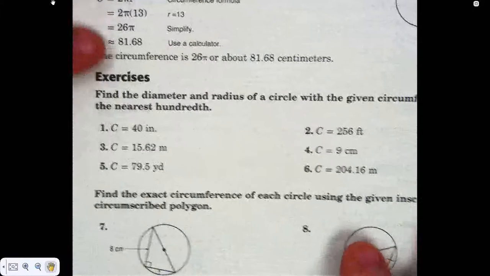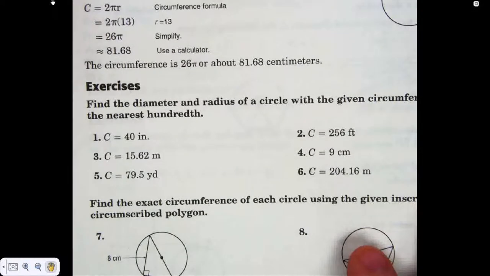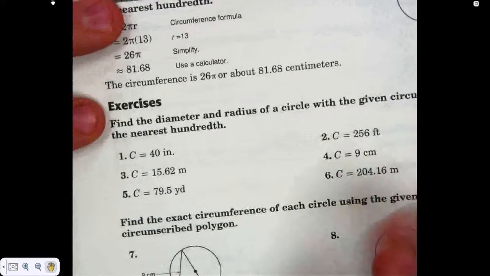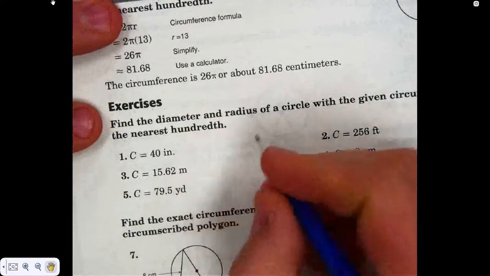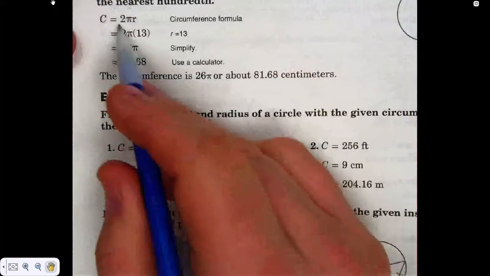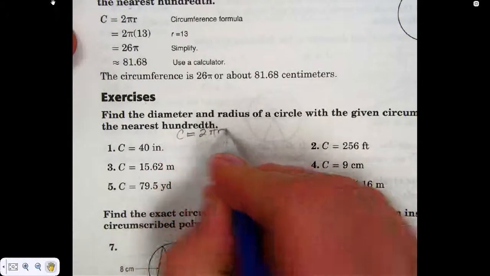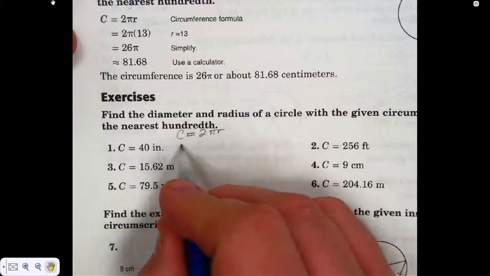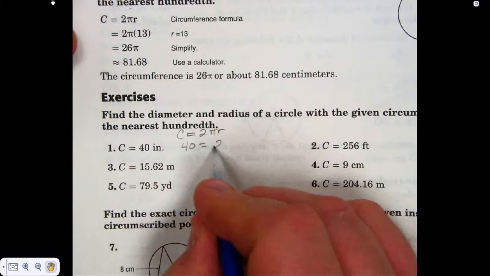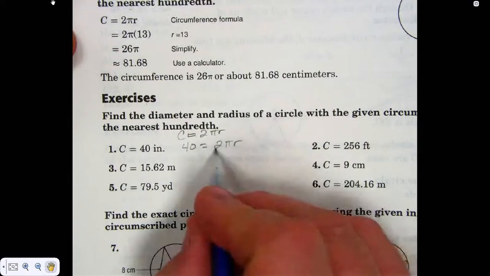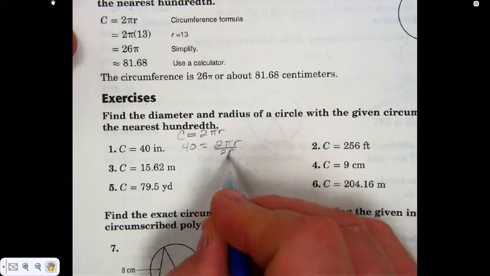This one's going to deal with circumference. Find the diameter and radius of a circle with the given circumference. Round to the nearest hundredth. Okay, they gave you the circumference. Here is your C is equal to 2 pi r, correct? So in this case, 40 is equal to 2 pi what? What am I going to divide both sides by to find r? No, how about 2 pi?